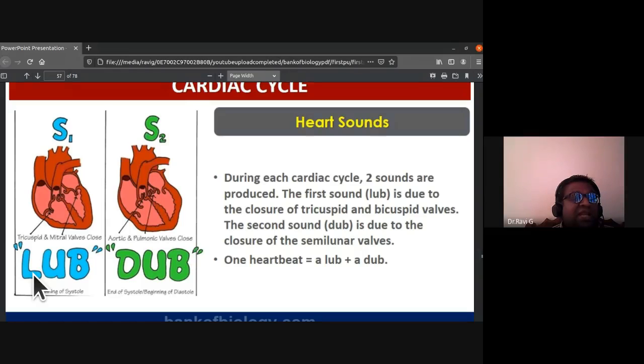The lub sound is created when there is a closure of the tricuspid and bicuspid valves. Another name for bicuspid is mitral valve, so we use the term tricuspid and mitral valves. When they close, the lub sound is created. When there is a closure of the semilunar valves, they create the dub sound, and that is at the end of systole, or you can also say the beginning of diastole. So beginning of systole, lub sound; end of systole or beginning of diastole, dub sound. One heartbeat is a lub and a dub. Okay, lub dub.